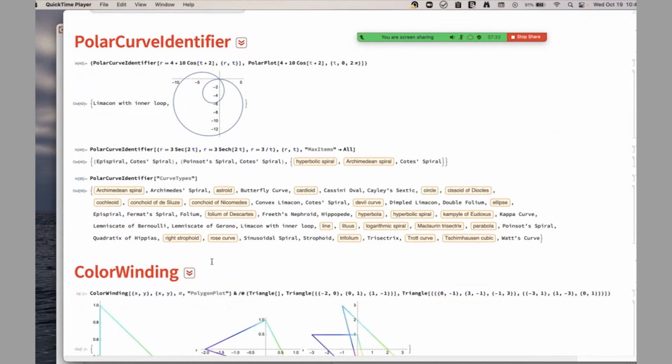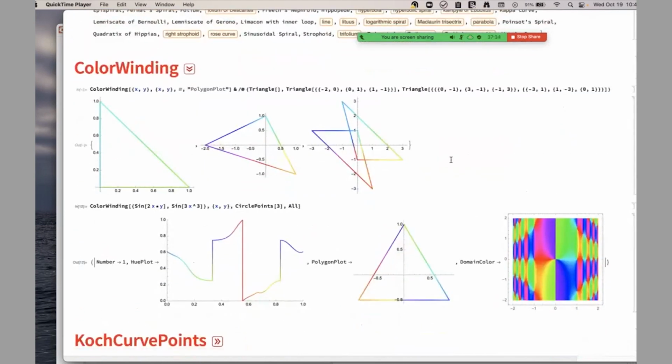For color winding here, you can input a type of polygon or a shape, for instance, and it will take the domain coloring, which is this nice hue that we see here, which is defined by the type of function that you input here. So here I just have the identity function. I've inputted a triangle or two different triangles, and it will color it appropriately.